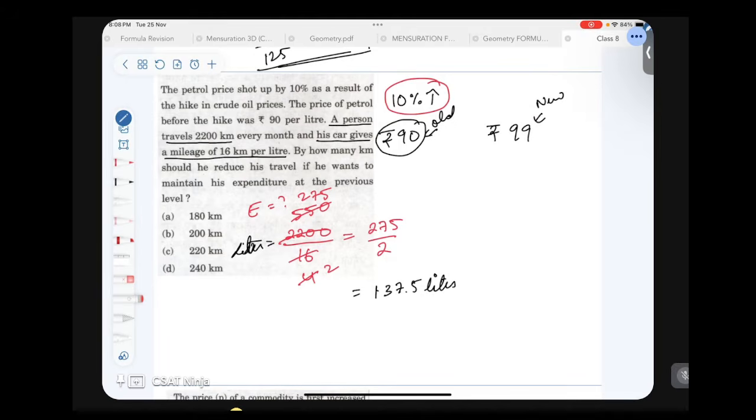The person is traveling 2,200 kilometer, and the mileage here is 16 kilometer per liter. That means the car consumes 1 liter for 16 kilometer. So for 1 liter of petrol, the car goes 16 kilometer. That's what it says. So from this kilometer, I'm dividing by the mileage in order to get the liters of petrol consumed.